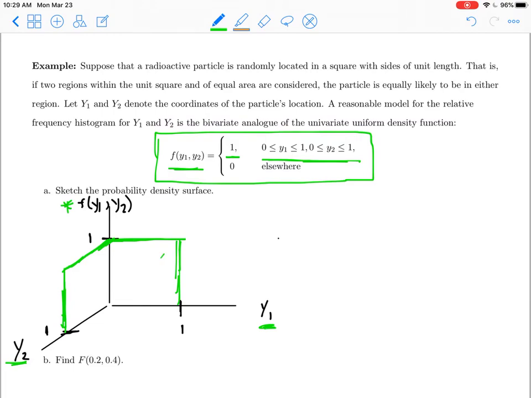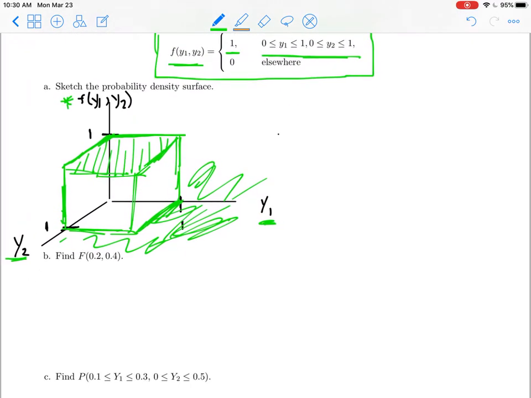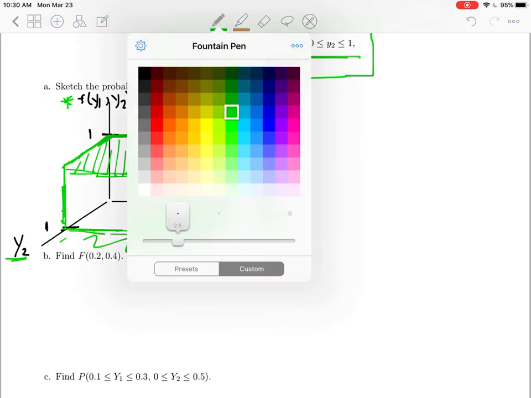And so really what we have here is this surface right here. That surface is just like the top part of that box. So it's 1 there, and everywhere else we're going to be at 0. So that's our surface. It's 0 everywhere except when both y1 and y2 are between 0 and 1. All right, so let's find some probabilities.